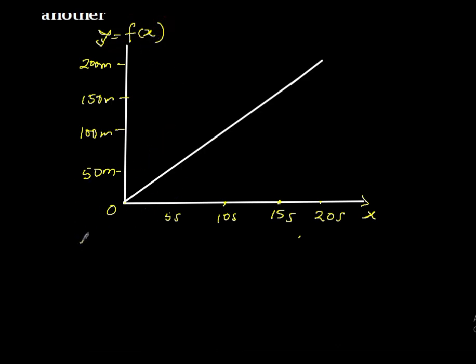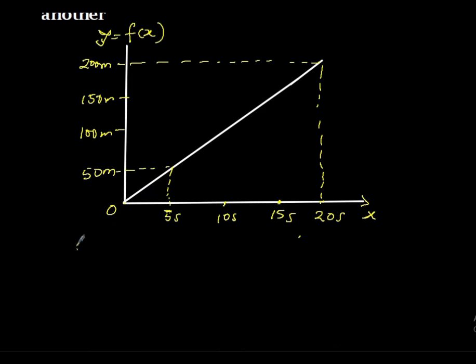Now, as you can see from the graph, at 0 seconds the car hasn't moved, it has not covered any distance because it is simply at rest. But after 5 seconds we see that the car has covered 50 meters. So we can do it like this. Also, we see that after 20 seconds the car has covered a distance of how many meters? 200 meters. So something like this, and so on and so forth.